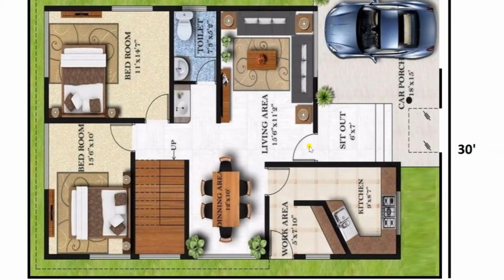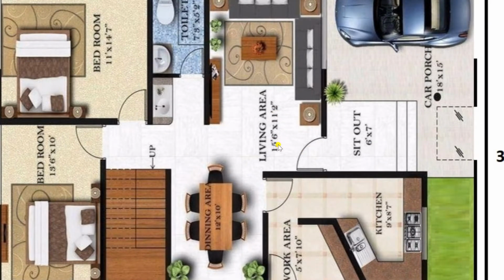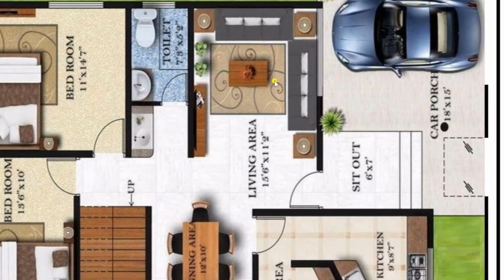Now I am entering into the living area. The living area has a vast area of 15 feet 6 inches by 11 feet 2 inches. Here in the living area we have provided a sofa, teapoy along with an LCD. You can view and enjoy with your family.